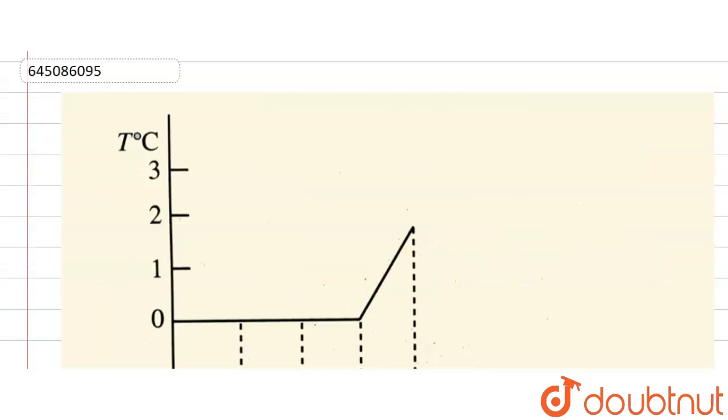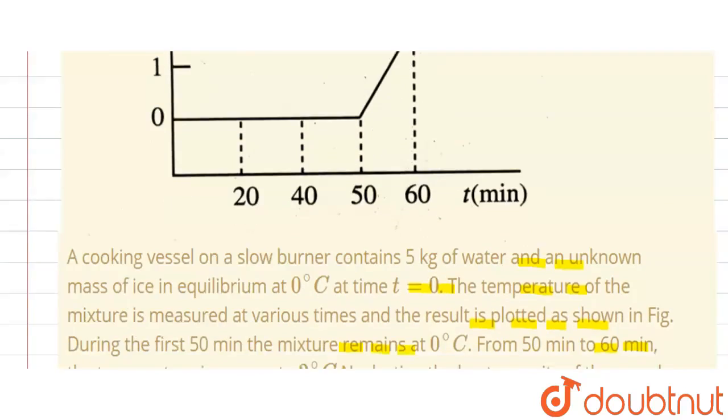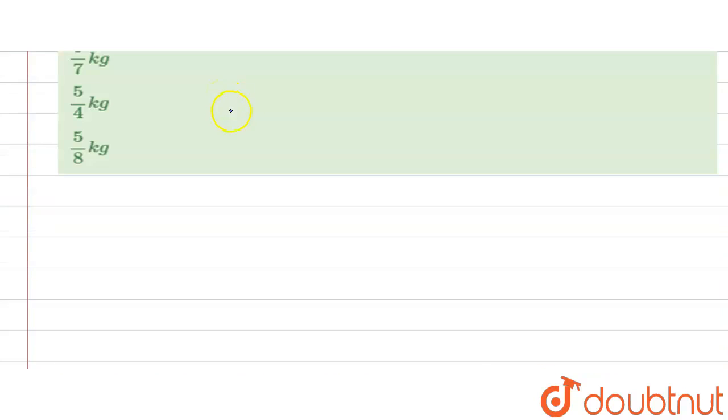So firstly, we have this unknown mass, and we have to find what happens in the first 50 minutes, then from 50 to 60 minutes. So firstly, let m be the mass of ice, taken in kg. Here the rate of heat given by the burner is constant.